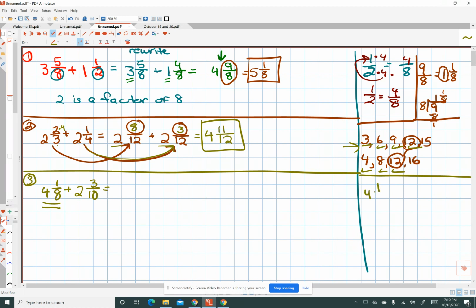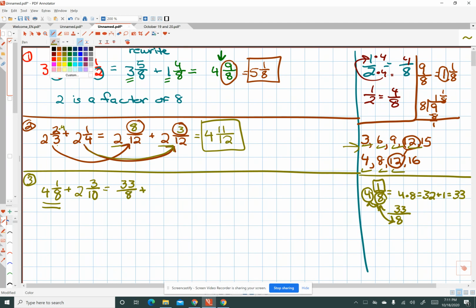So we have 4 and 1/8. If we want to convert that to an improper fraction, we multiply 4 times 8. So 4 times 8 equals 32. Excuse me, I almost said 24. Equals 32. And then we add the numerator. And then we put that new number over the same denominator. So this 4 and 1/8 then becomes 33/8.